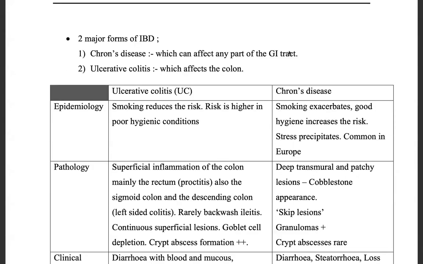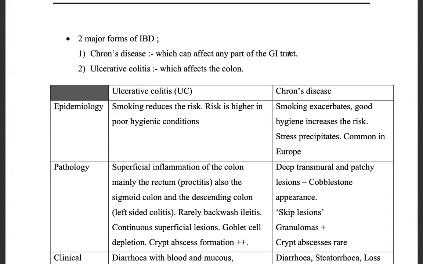You all know that smoking can increase the risk of any disease condition. But when it comes to ulcerative colitis, smoking can reduce the risk. And in Crohn's disease, smoking can exacerbate the condition, and there is an increased risk in people who are experiencing a lot of stress.